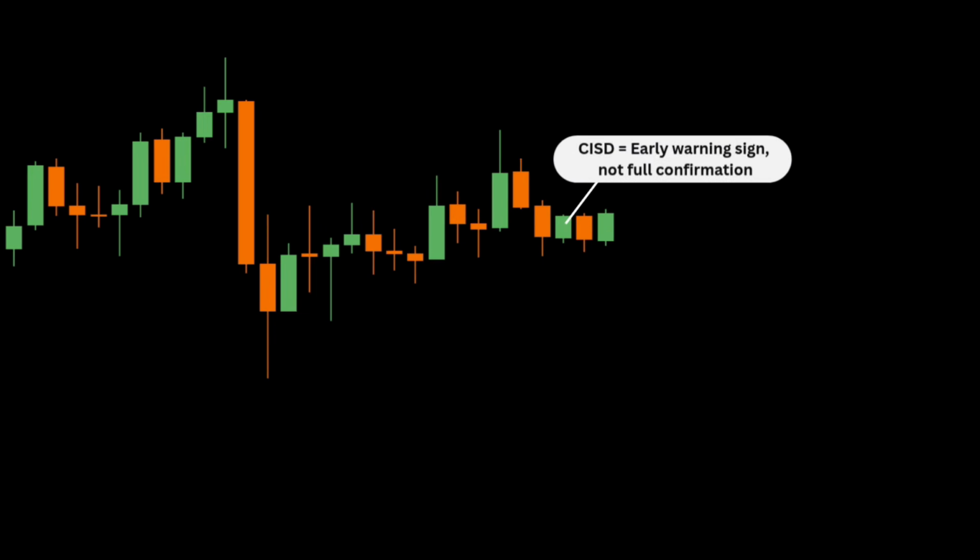Price managed to close above the opening of the previous bearish delivery, giving us the first sign that bearish order flow may be weakening. Now notice something important here. After the CISD forms, price does not immediately explode bullish yet. Instead, the market spends some time consolidating and building structure. This is important because many beginners expect the market to instantly reverse right after CISD forms. But many times, the CISD is simply the early warning sign. The stronger confirmation comes later, and that's exactly what happens here.